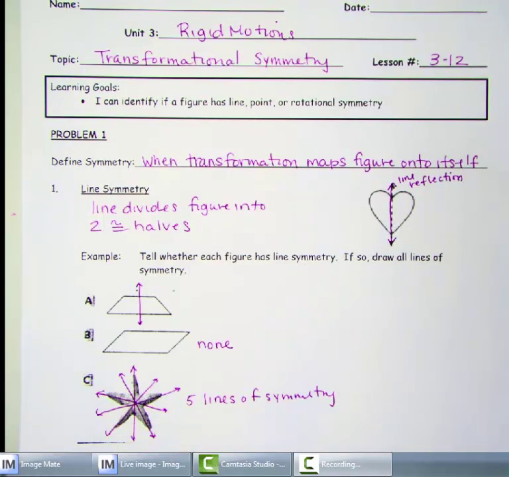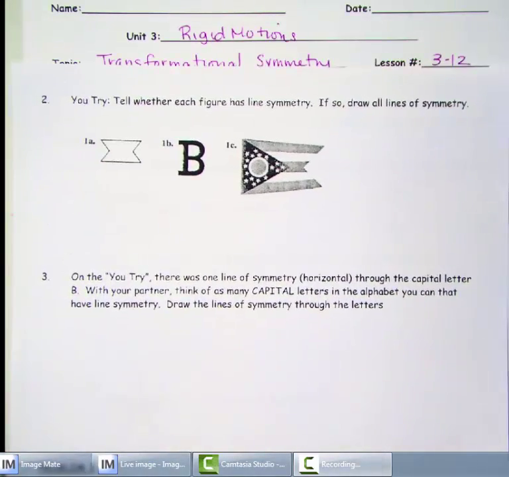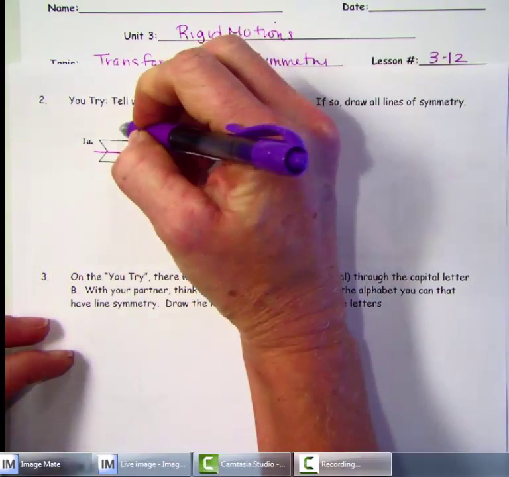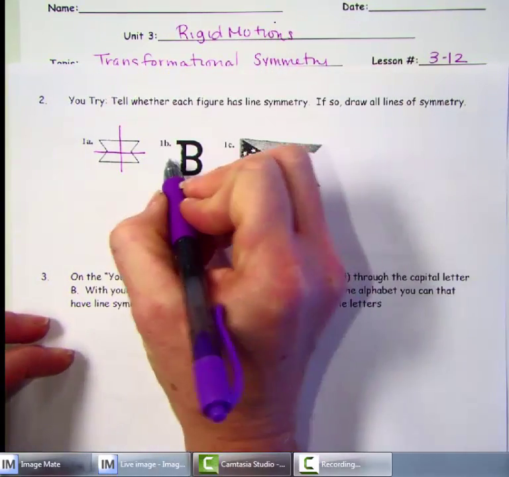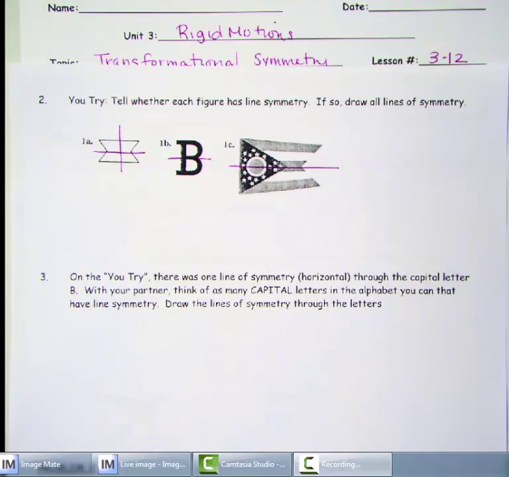Please pause this video and try the U-try. All right, here are the answers for your U-try. You should have had 2 lines of symmetry, 1 line of symmetry, and 1 line of symmetry. So on this U-try, there was 1 line of symmetry horizontally through the capital letter B.